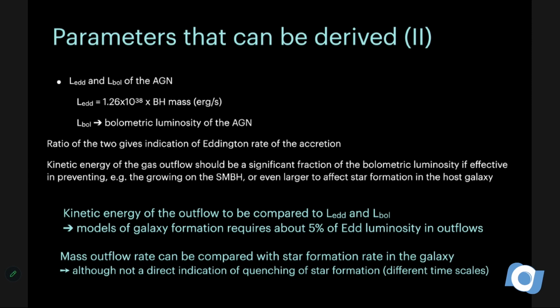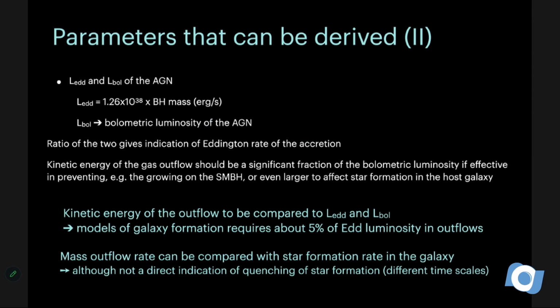And very important, at the end of the day, what you want to say is whether the kinetic energy in the outflow, compared to the bolometric energy of your object, is similar to what people put in their cosmological simulation. Now, this is another source of big discussion, but let's say the original cosmological simulations were saying that about 5% of the Eddington luminosity has to go in outflow for the outflow to play a role.